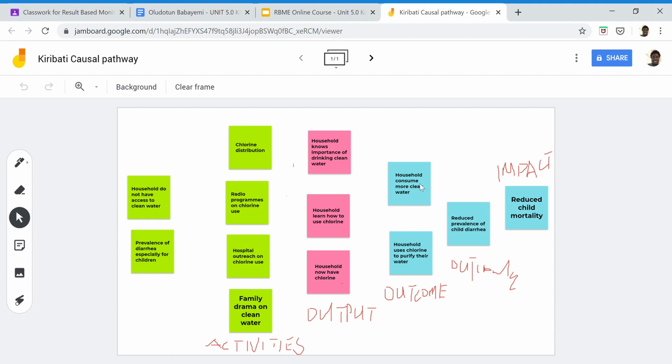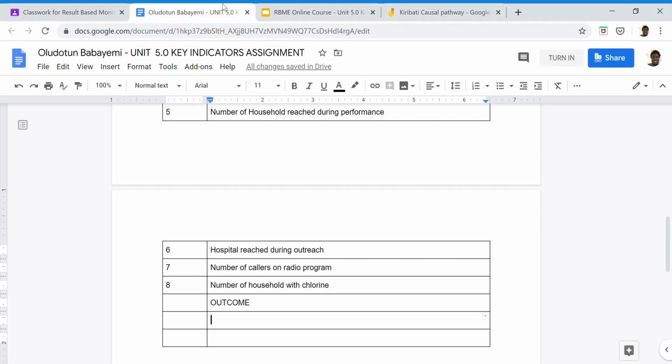And the access to clean water here. So access to clean water, which is a percentage of households that have access to clean water, for example. So I'll just say percentage of households, or percentage of the population. That's another thing.